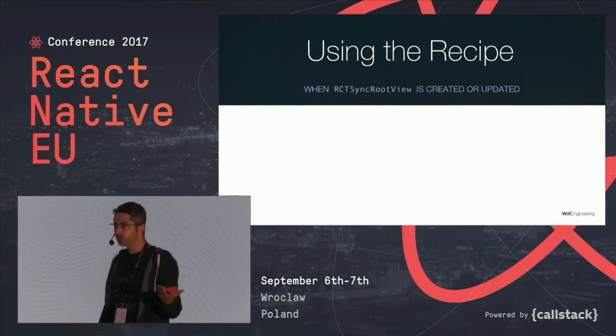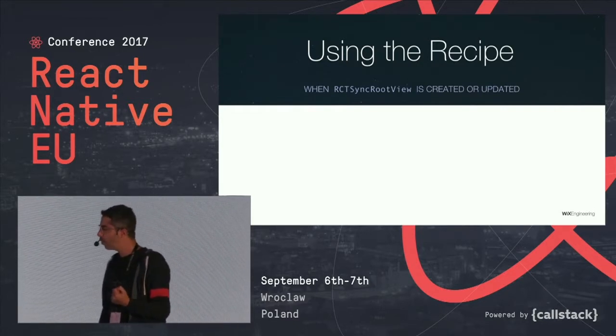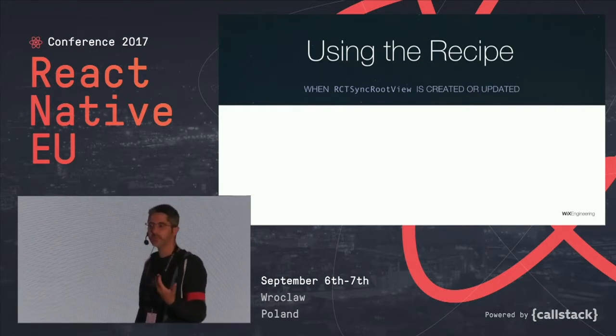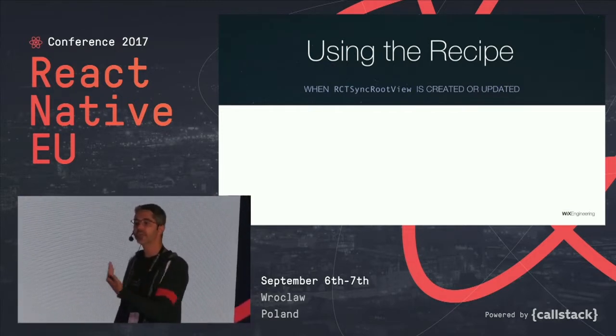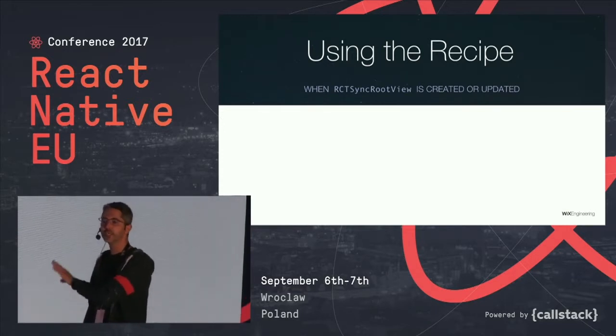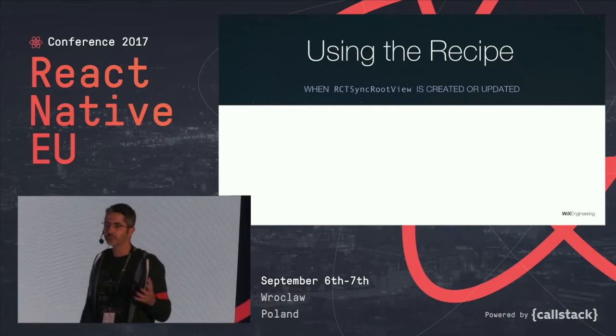Now comes the time to use the recipe. When are we going to use it? We're going to use it when RCT sync root view is created or updated. We said that our main requirement from the API of creating an RCT sync root view or updating its props is to do this synchronously on the native side. We don't want to go over the JavaScript bridge.